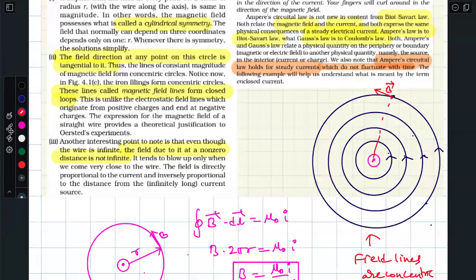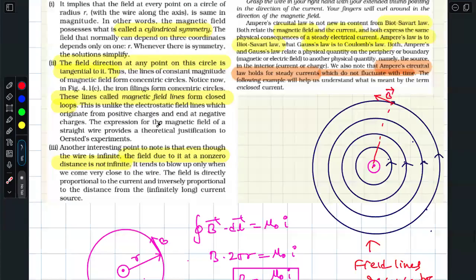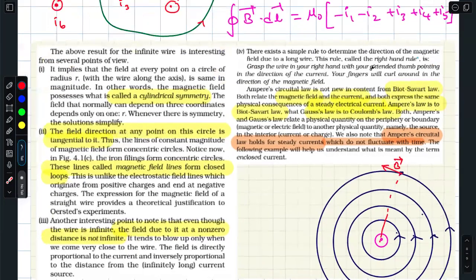The magnetic field lines form closed loops. Electrostatic field lines are open, here they are closed circles. If the wire is infinite, the field due to it at non-zero distance is not infinite, because it is inversely proportional to R. Next, there exists a simple rule to determine the direction of the magnetic field due to a long wire. This is called the right hand grip rule.